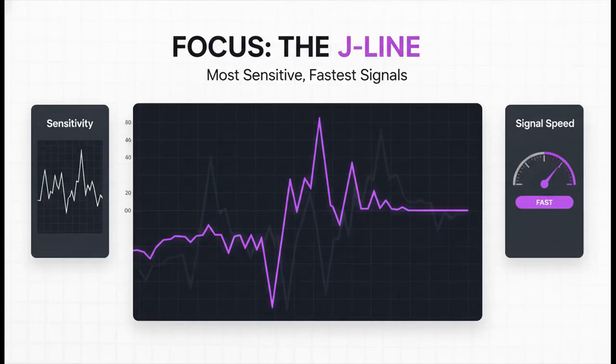It's key. So, here's the most crucial point. For our brutally simple method, we only need to focus on one line, the J line. That's right, the purple one. It's the most sensitive of the 3, and it gives us the clearest, fastest signals for those short-term moves. It's going to be our main focus for this entire strategy.